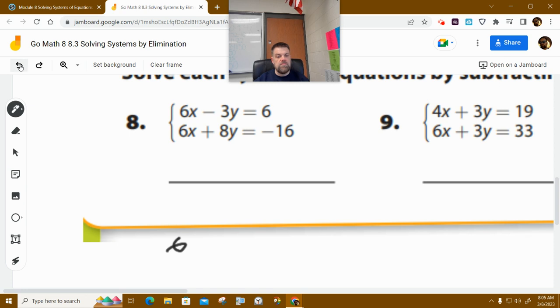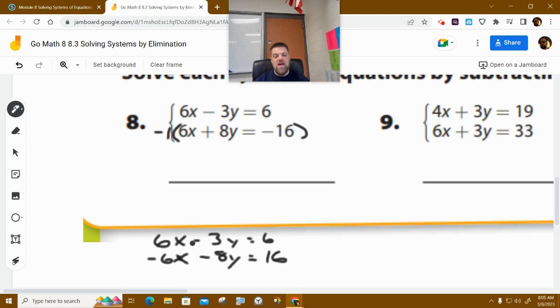So if I take 6x minus 3y, now when I subtract this whole thing, remember that it's like multiplying by negative 1. So this whole next equation, you multiply by negative 1. And really what it does is it reverses the sign. If it's a positive value, then it becomes negative. If it's a negative value, it becomes positive. Right? So negative 1 times 6x is negative 6x. Negative 1 times positive 8y becomes negative 8y. Negative 1 times negative 16 becomes a positive 16.